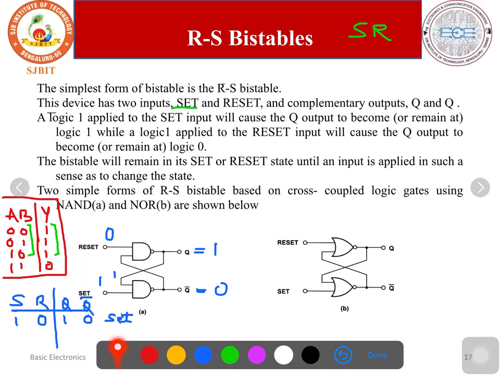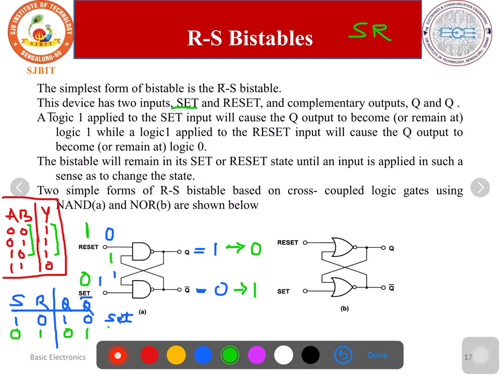Now let us change S is equal to 0, R is equal to 1. Concentrate on the green mark. Set is equal to 0, reset is equal to 1. Any one of the input is 0, the output is 1. So 0 changes to 1. This 1 comes here. So 1 and 1, it is complement of the AND, so the output is 0. It changes to 0. Now Q is equal to 0, Q bar is equal to 1.